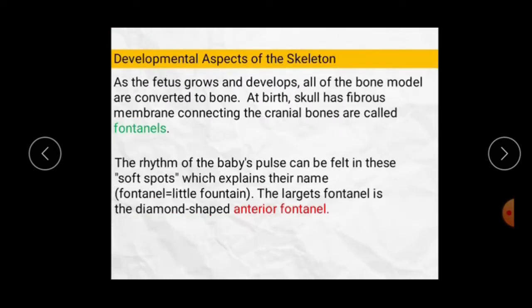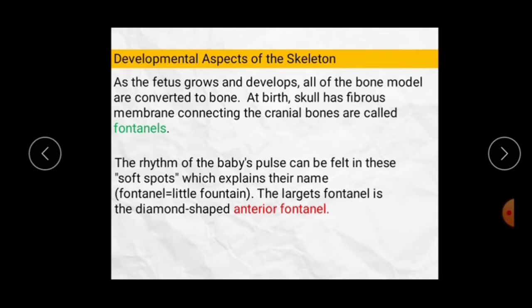Doon naman tayo sa developmental aspect of a skeleton. As the fetus grows and develops, all of the bone models are converted to bone, except sa skull natin, na merong fibrous membrane connecting the cranial bones called fontanelles. Di ba sa sanggol, yung pinaka middle part ng ulo nila is parang merong malambot. Ayun yung tinatawag na fontanelle. Yung soft spots na makakapa natin na parang merong tumitibok-tibok.